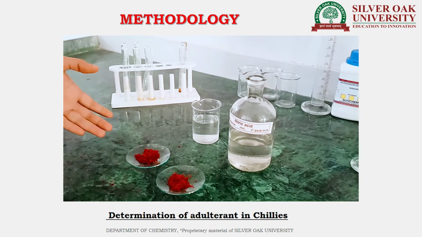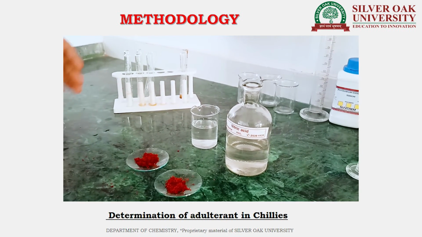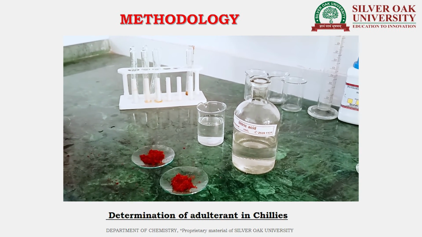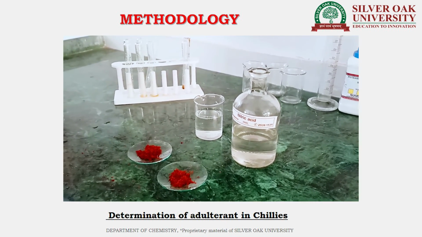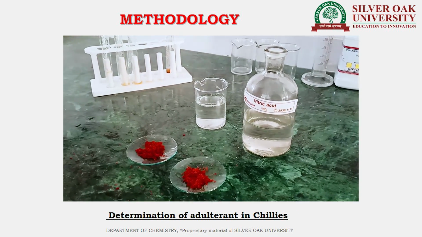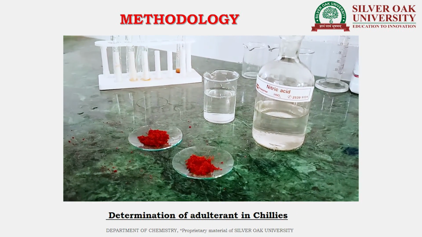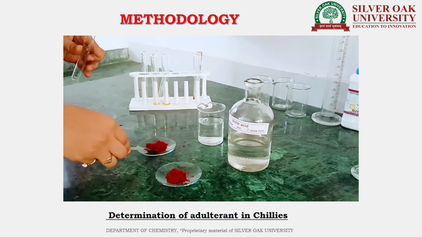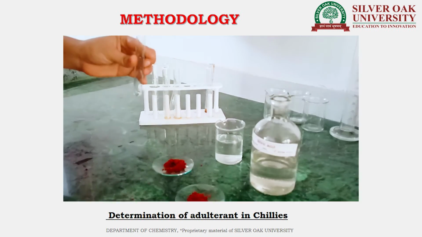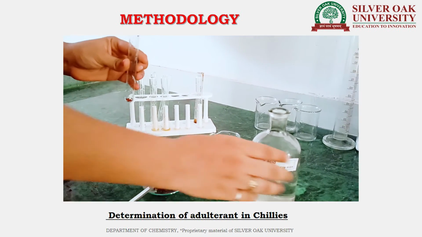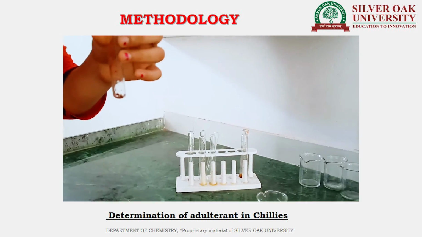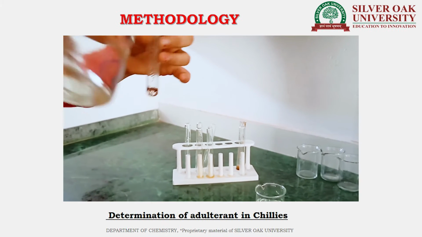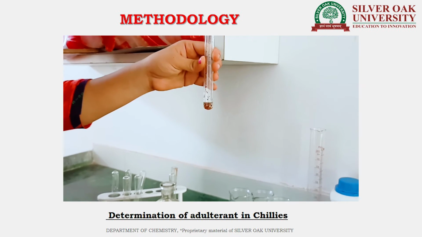So children, here you can see that there are 2 samples, one is a genuine sample and the second one is an adulterated sample. Let us check which sample is adulterated. We are going to perform a test to find out the presence of red lead salt. For that, we will take a small amount of chili powder in a test tube and add dilute nitric acid to it. Here you can see that we have added dilute nitric acid to the solution.